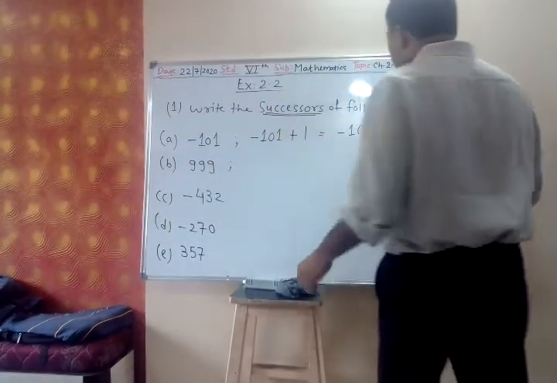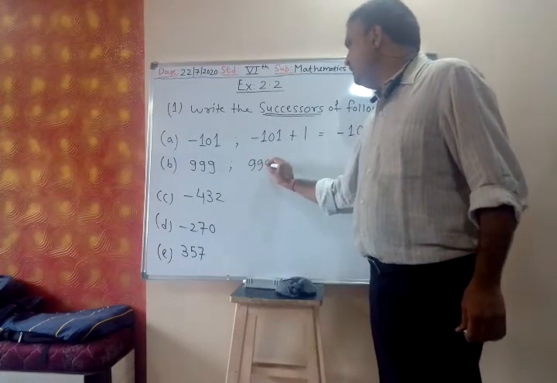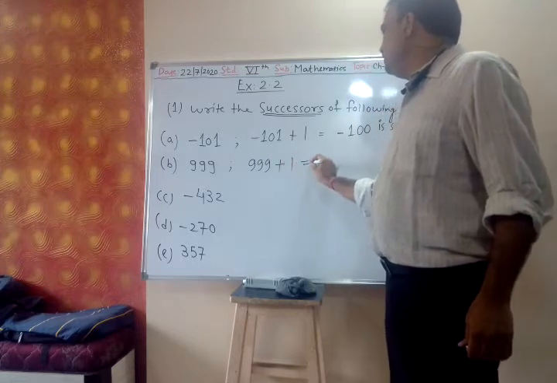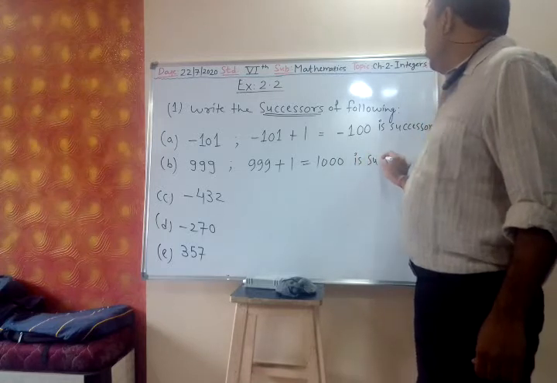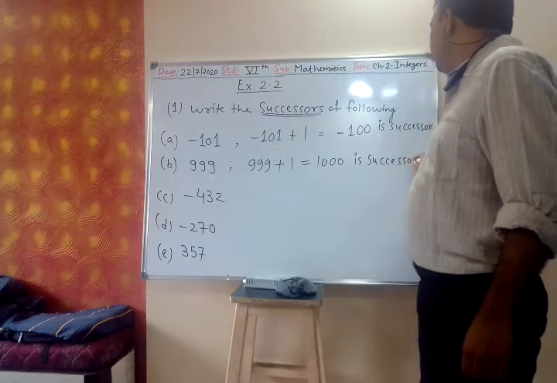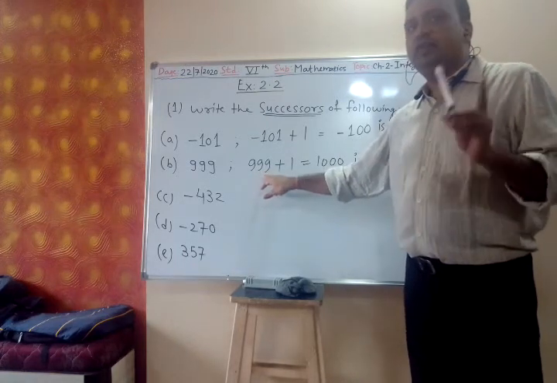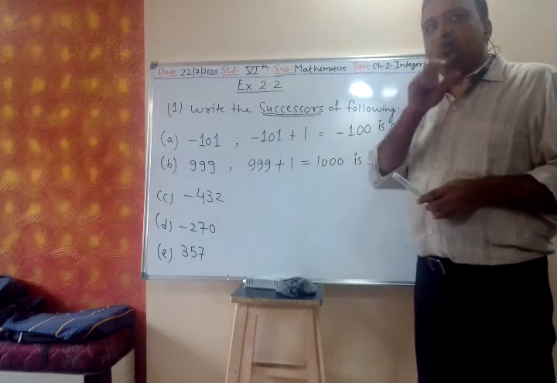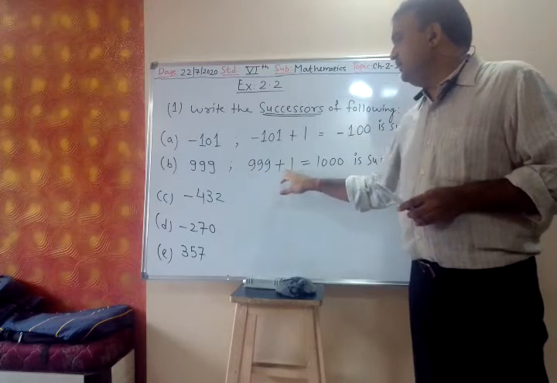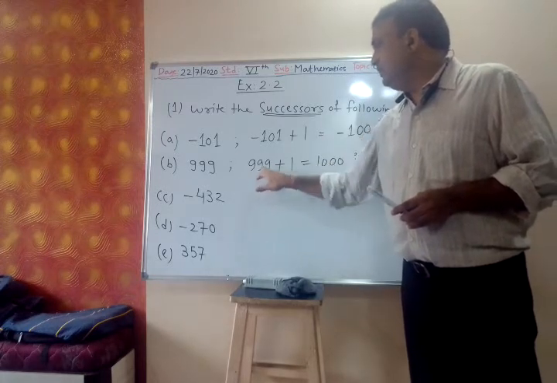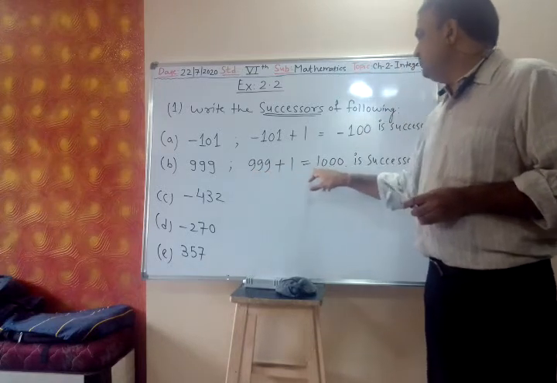Yes. Now 999. 999 plus 1 is 1000. 1000 is successor of 999. Because see, what is sign of 999? No sign means plus sign. So 999 has plus sign, 1 has plus sign, they have same sign, plus plus. So whenever we have plus plus, we add. So 999 plus 1 is 1000.